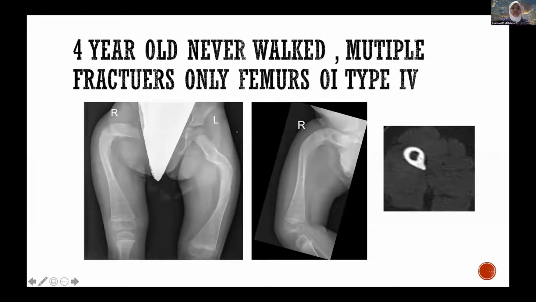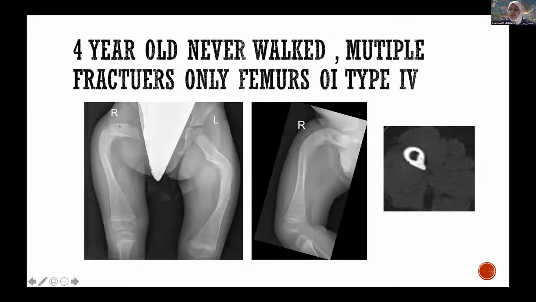And this is a child who's 4 years old and he never walked. He started his pamidronate at the age of 2, but he had poor compliance. But anyway, we could finally get him on the schedule. He only fractured his femurs. His tibias were never fractured, but they were so thin. And you can see the complexity of their deformity. It is not as simple as we think.